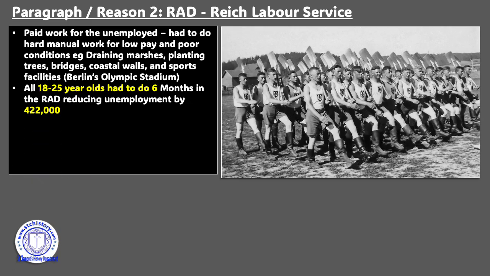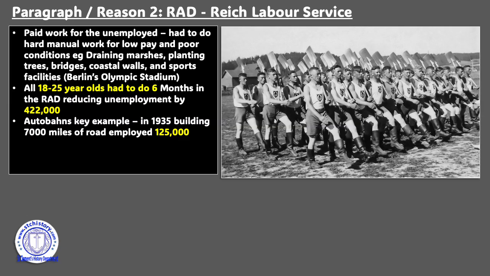Lovely fact, and actually crucial fact, all 18 to 25-year-olds had to do 6 months in the RAD, reducing unemployment by 422,000. So that's 422,000 people off that 6 million, even though they haven't really created proper jobs. They've just put them into this service, if you like. Also, it was compulsory, so they had to do it, all 18 to 25-year-olds.